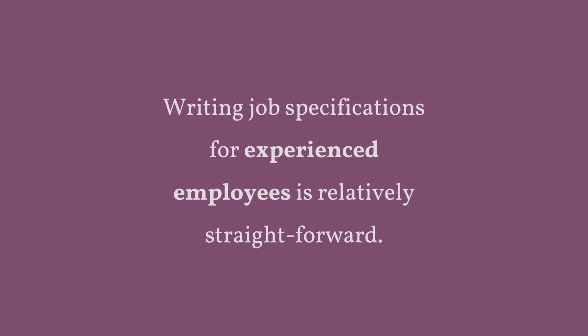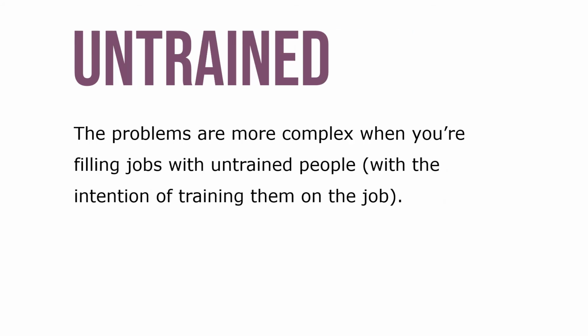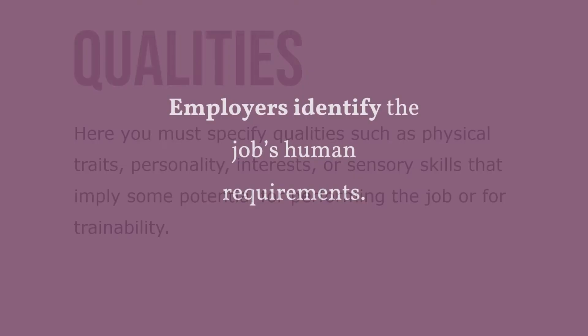Writing job specifications for experienced employees is relatively straightforward. Here, job specifications tend to focus on factors such as length of previous service, quality of relevant training, and previous job performance. The problems are more complex when you're filling jobs with untrained people, with the intention of training them on the job. Here, you must specify quantities and qualities such as physical traits, personalities, interests, and sensory skills that imply some potential for performing the job or for trainability.